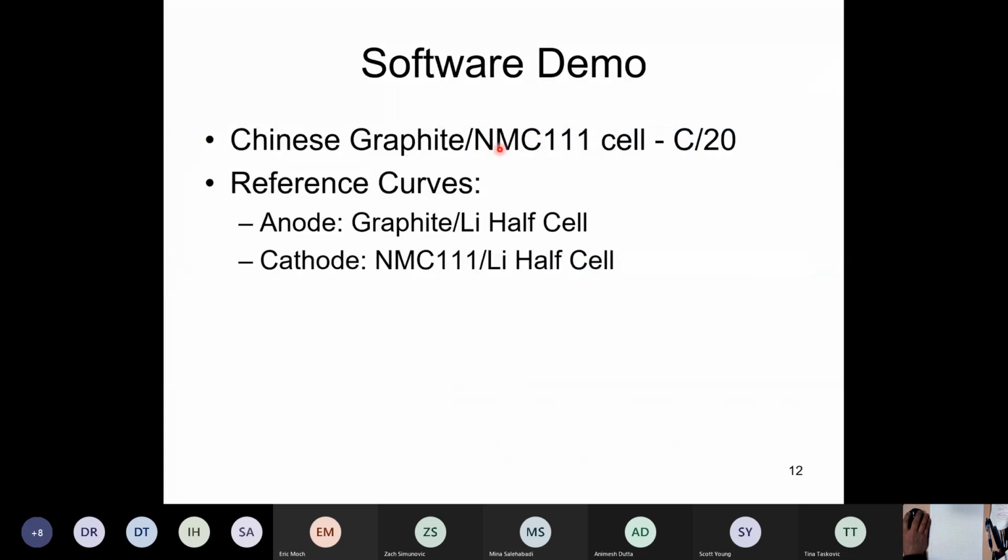Okay, so I'm going to demonstrate the software now. We're going to use some data for a Chinese artificial graphite and NMC 111, where the cells are cycled at C over 20. And I have reference curves created for the same graphite versus lithium in a half cell, and the same positive versus lithium in a half cell. So I'm going to leave this PowerPoint and open up the software, and then we'll load the reference curves and so forth.